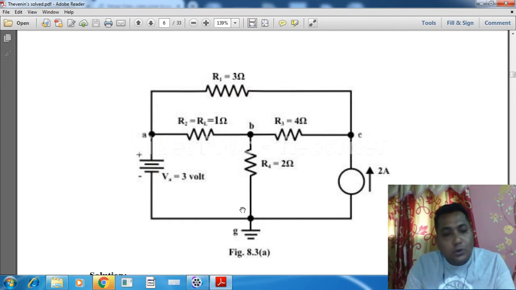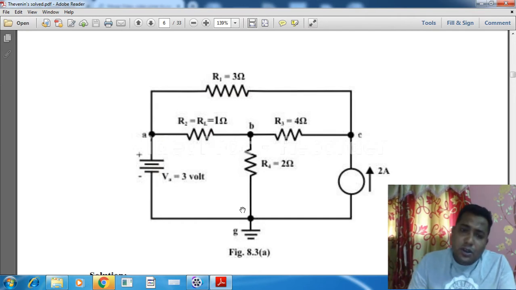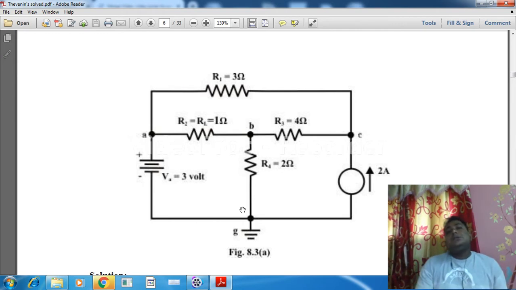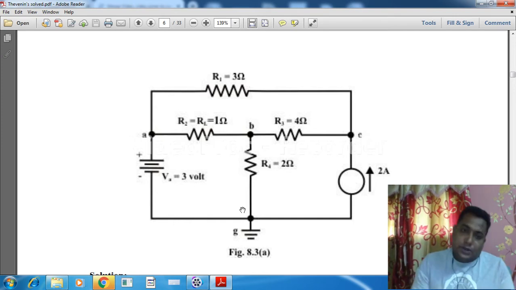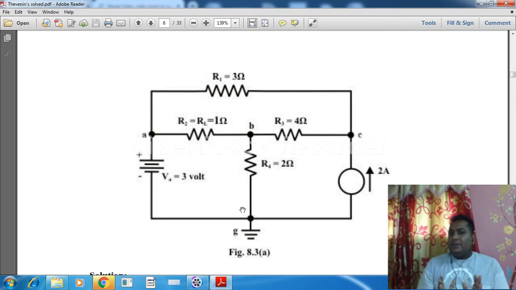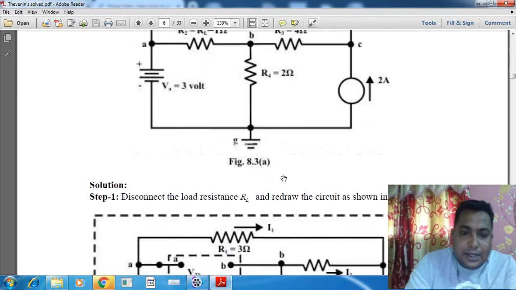As per the rule we will go. So what is the rule? The rule is that the resistor through which we have to find the load current, we initially have to disconnect from the circuit and find the voltage value at that open terminal. That will be our VTH. That is our aim for the first step. So let us see what they have done.